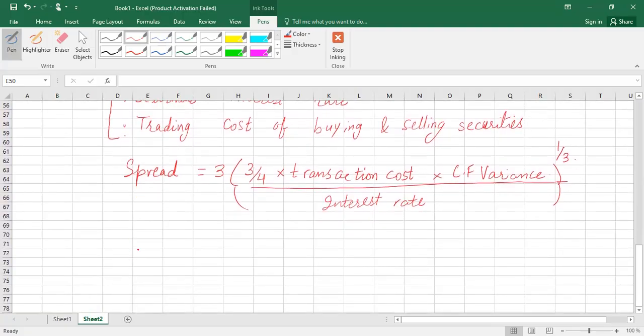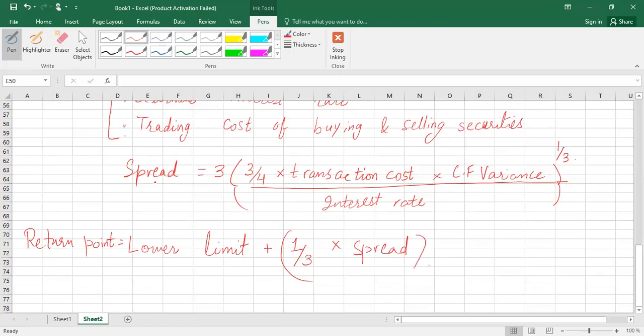And then we will calculate what? After having the spread, we can calculate the return point, which is called the optimal point. So return point is equal to what? Lower limit plus 1 by 3 of spread. So you have already calculated the spread, then you will be able to calculate the return point. So apart from the lower limit, you need 1/3 of the spread.